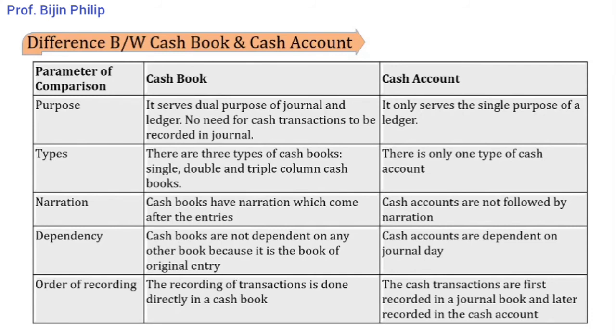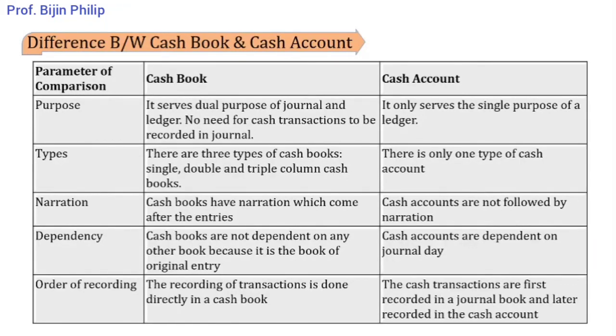The next parameter of comparison is narration. Cash book has narration which comes after the entries. All the transactions pertaining to cash receipts and cash payments we directly enter into the cash book, and we mention the narration, that means all the details pertaining to that transaction. But in cash account, we first record in the journal, and from the journal it comes to the cash account. Because of that, we do not maintain any narration in case of cash account.